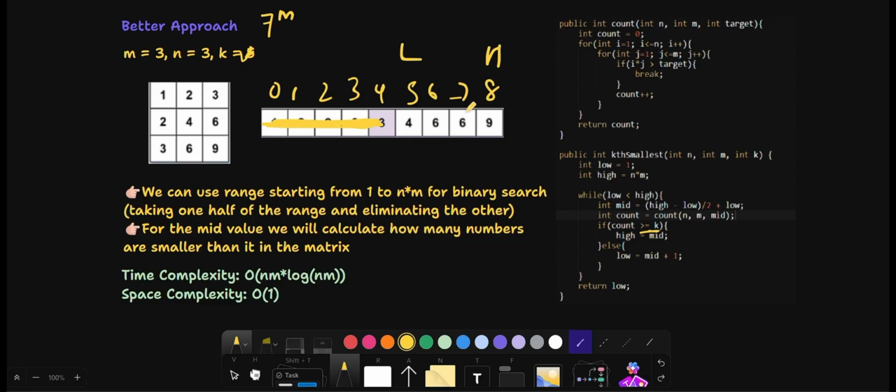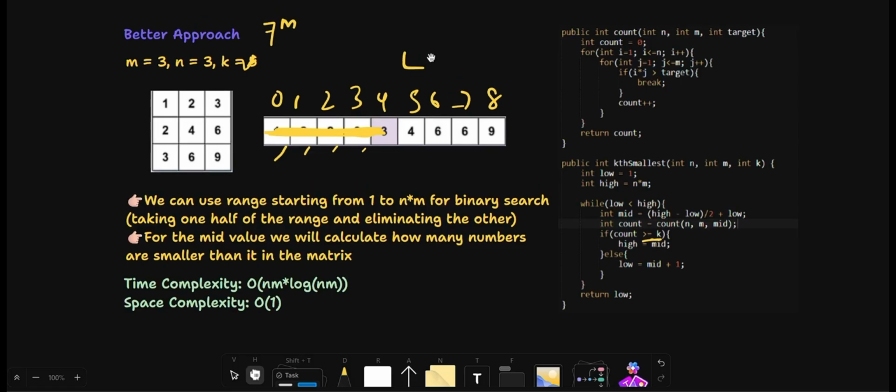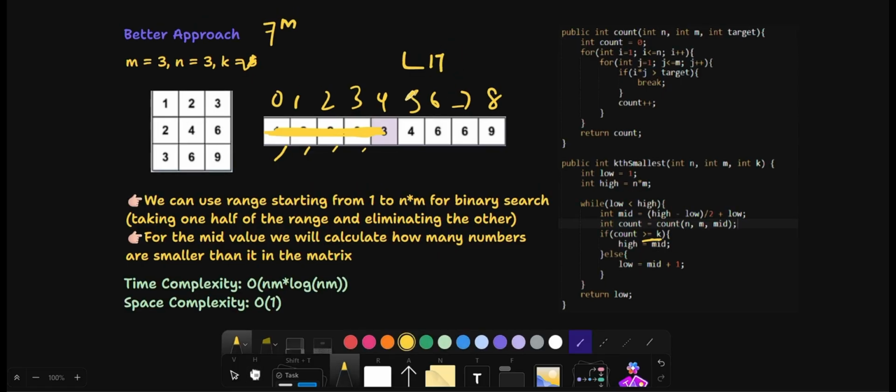So 8 plus 5, which is 13. 13 by 2 is 6. So mid will come here. So this is the 1, 2, 3, 4, 5, 6, 7. So this is the seventh, so we'll directly make high equal to mid. High will come here. So again mid will come here because 6 plus 5 is 11. 11 by 2 is 5.